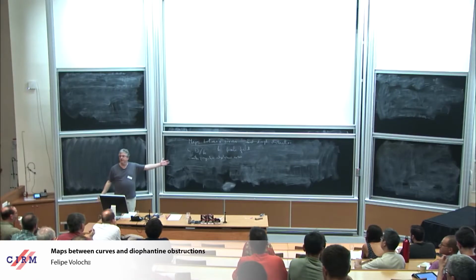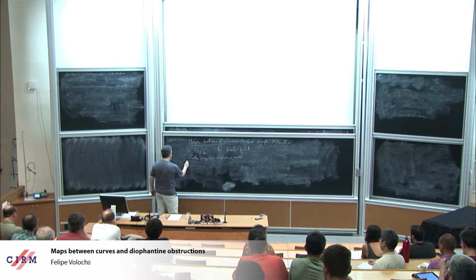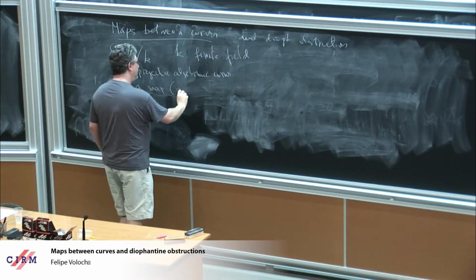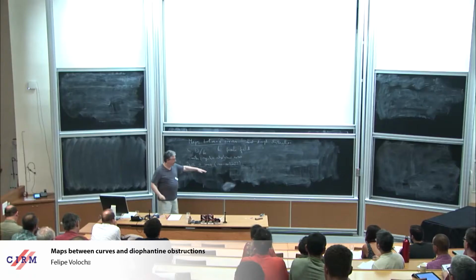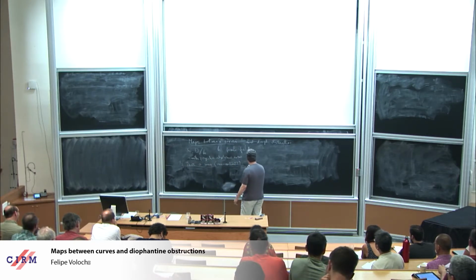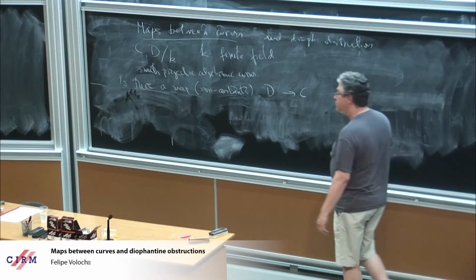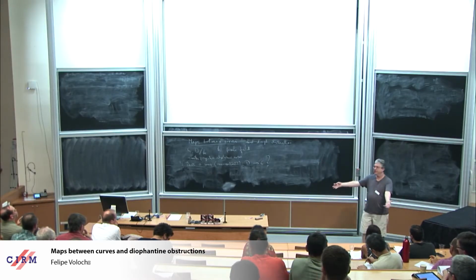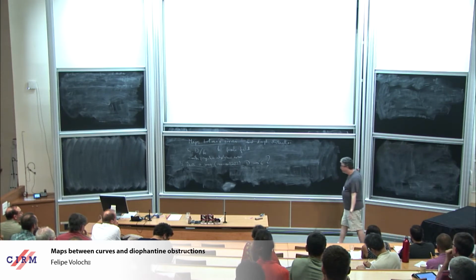So we're given two curves, C and D, over this finite field, and we ask ourselves the question, is there a map? Perhaps non-constant. I'll get back to whether I want to think of constant, non-constant maps, or all maps, D to C. So I give you two curves by equations somehow, and I ask you, is there a map between these two curves? How do you decide?